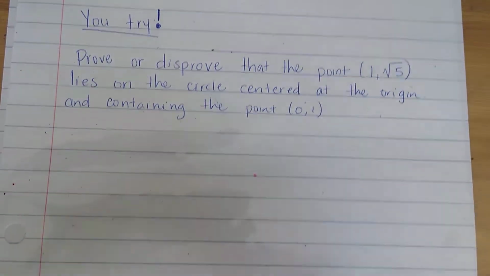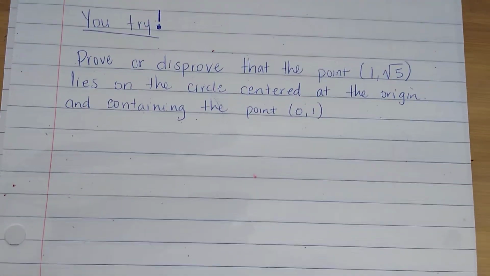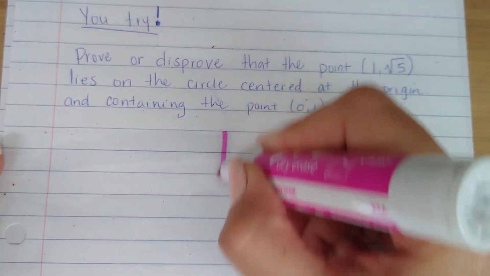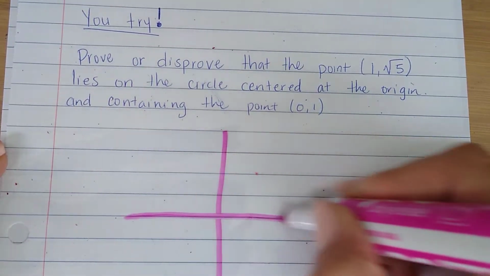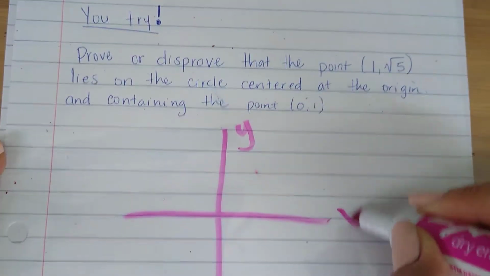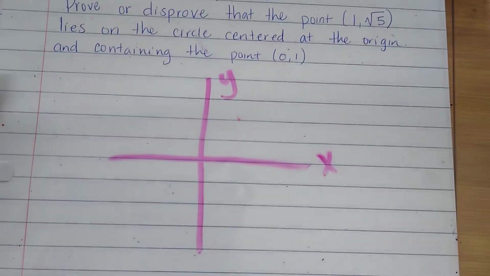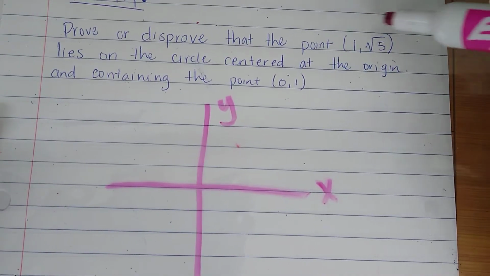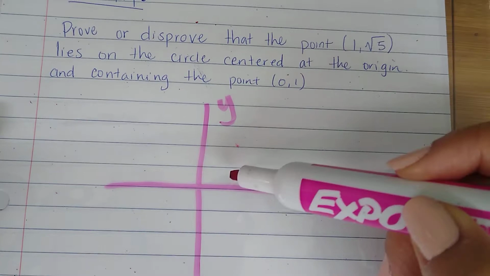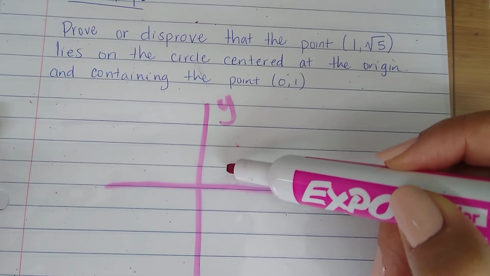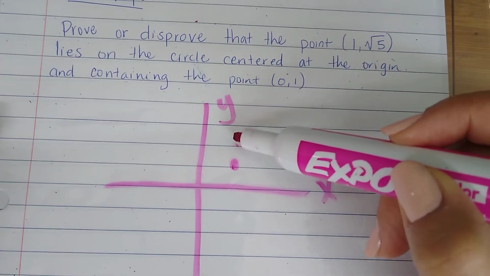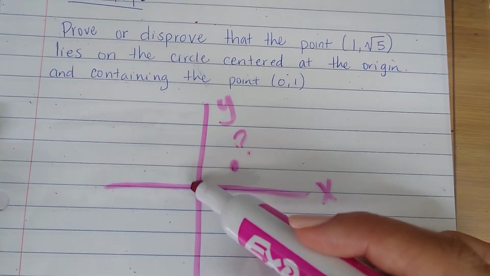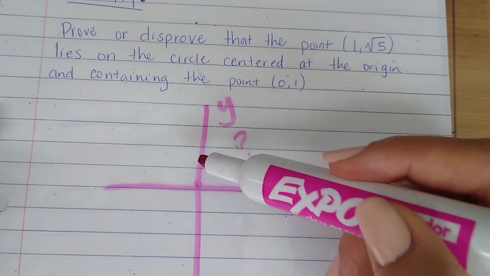So I'm just going to go ahead and do a quick sketch. I always like to do a quick sketch before I start, just to have a general idea of where these points are going to be. So I have my y, my x. So they're telling me that they want me to prove or disprove 1 comma square root of 5. So that's going to be about, let's just say here. It's in the first quadrant. And then the center is here, and then the point 0, 1.